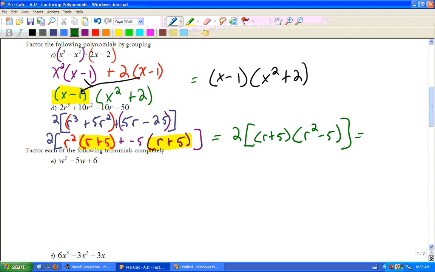If you want to write that in a slightly neater form, you can drop the brackets, just have 2 times r plus 5 times r squared minus 5.